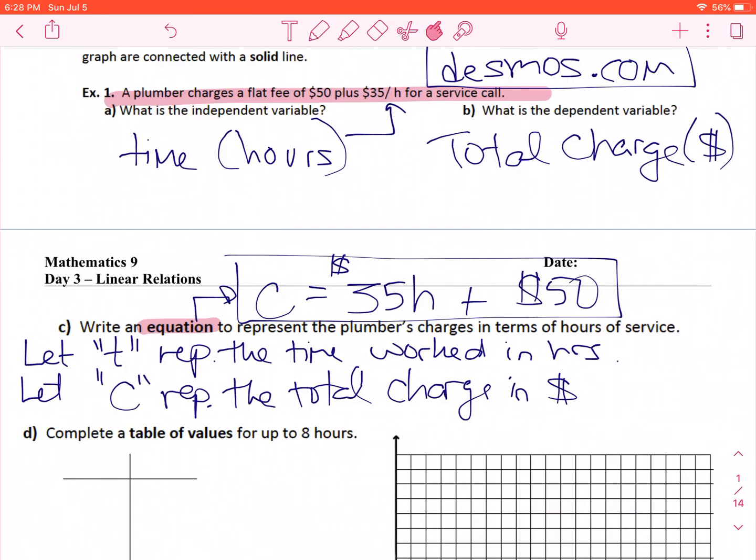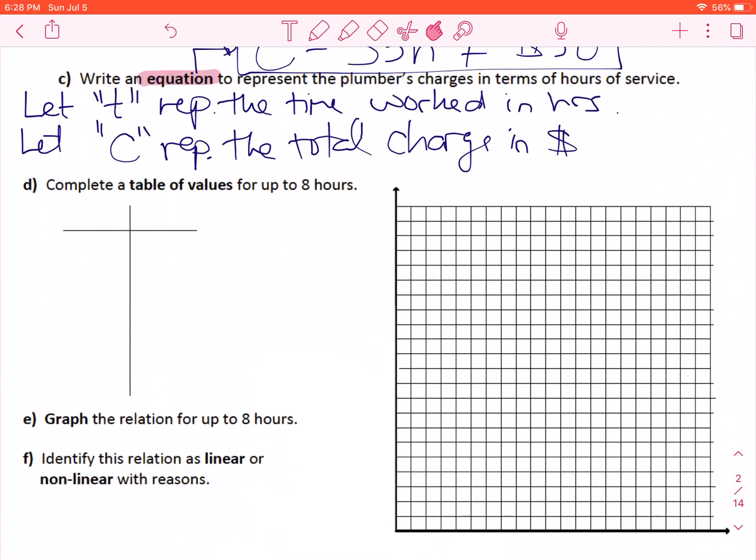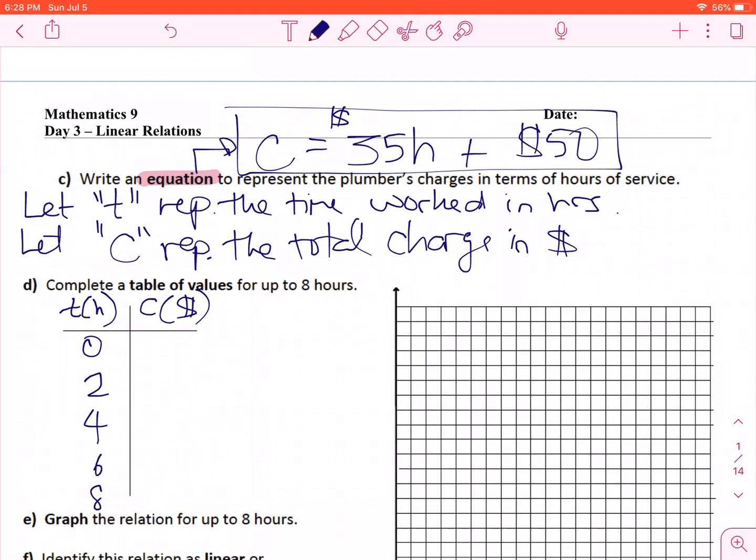Okay, we're going to learn how to apply this in a table of values. We're going to complete a table for up to 8 hours. I'm actually just going to skip some values here just to make it easier. So we're going to see what happens at 0 hours, 2 hours, 4 hours, 6, and 8 hours. The math that we'll be using in this example is using our formula, 35H plus 50, and we're going to find out what C is.